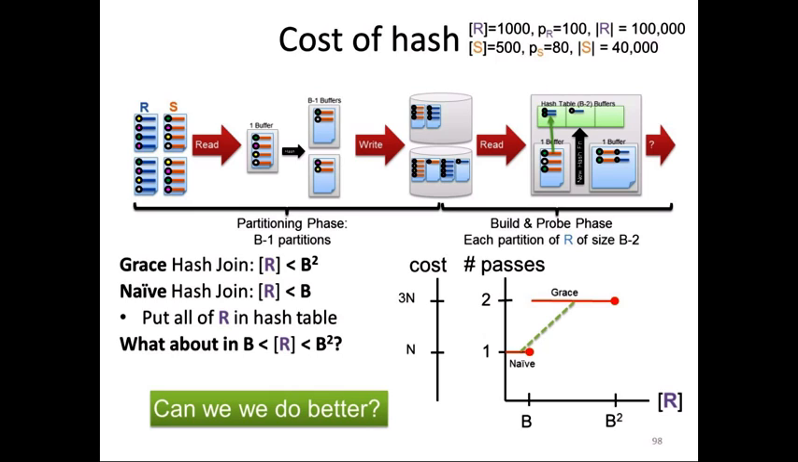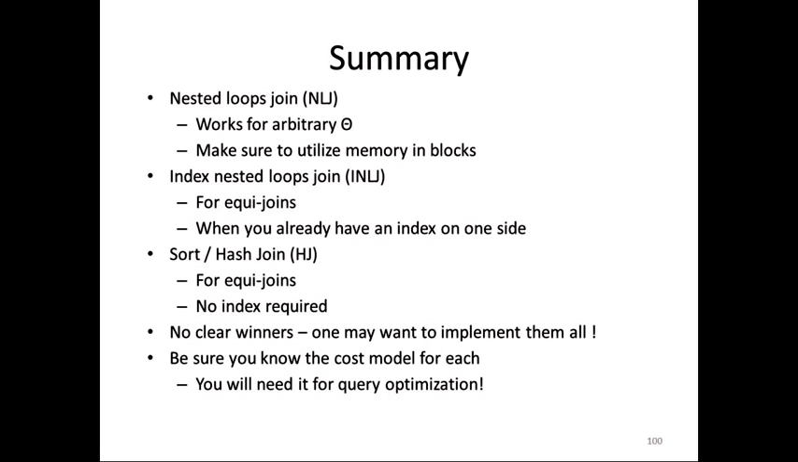Okay, so as a final summary, we have seen various methods for computing joins: nested loop joins that work for arbitrary join conditions, so theta joins; index nested loop joins that work for equi-joins and of course assume that we have an index that can be used; and then sort and hash joins, also for equi-joins but without requiring an index, for instance. And obviously, remember, there are no clear winners.